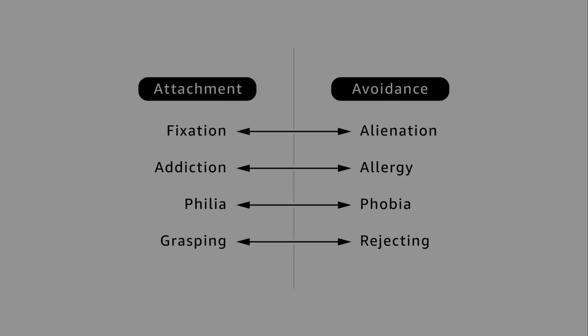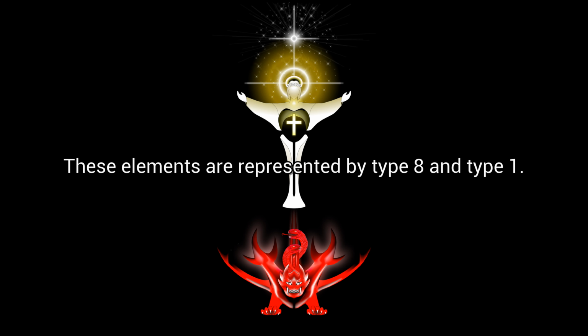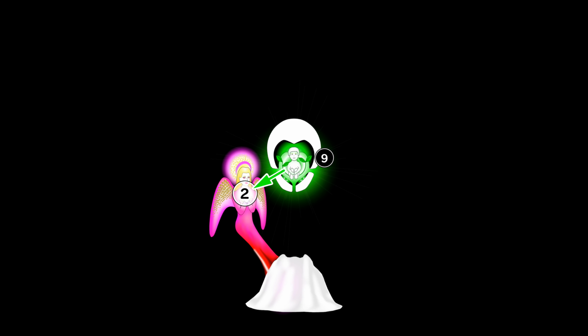Shadows can be divided into two major categories. One is called attachment shadows, and the other one is called avoidance shadows. Attachment is fixation, addiction, philia, grasping, etc. On the other hand, avoidance is alienation, allergy, phobia, rejecting, etc. Type 9 tends to be allergic to the out and the in of the instinctive center, or the beast and God. These elements are represented by type 8 and type 1. Also, type 9 tends to be addicted to the quality of a mother, which is represented by type 2.